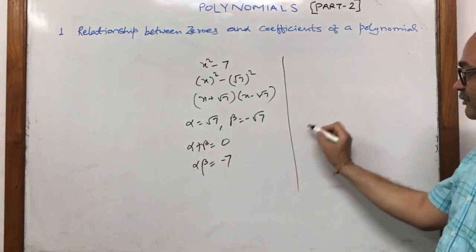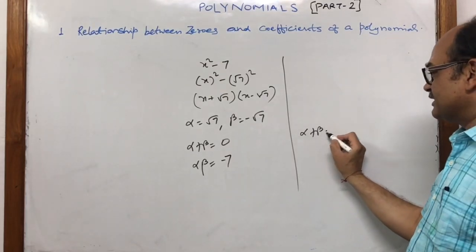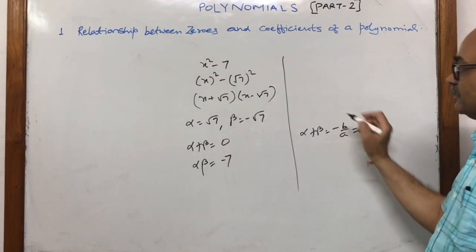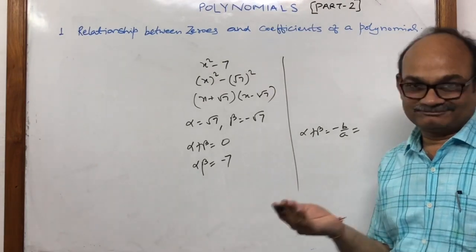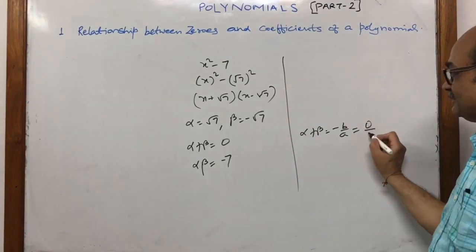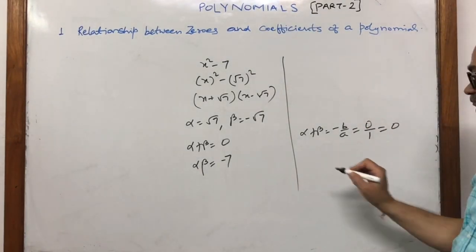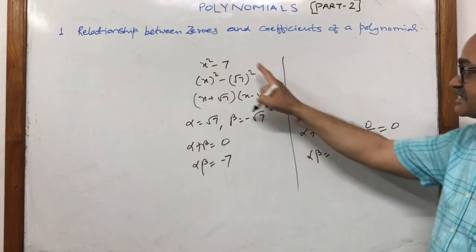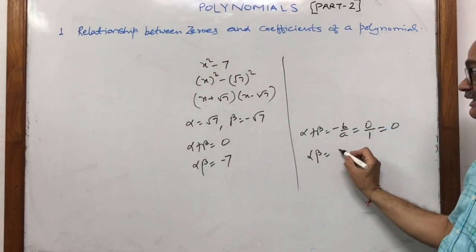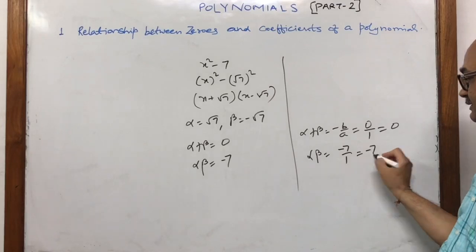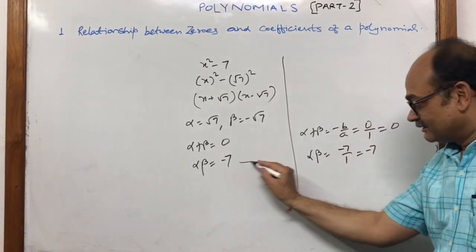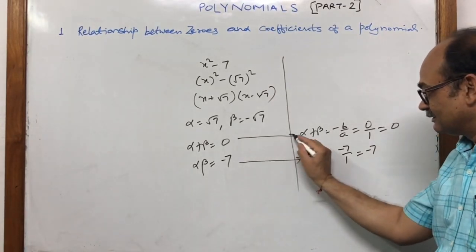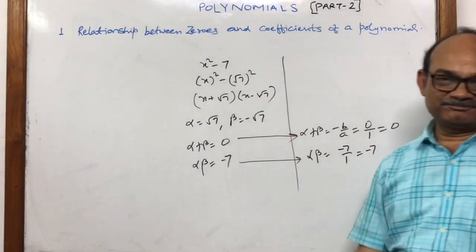Now you know the formula for alpha plus beta is minus b by a. What is b here? Not present. 0 by 1, 0. Alpha beta, c by a. C is minus 7. Correct. Correct. Relationship verified.